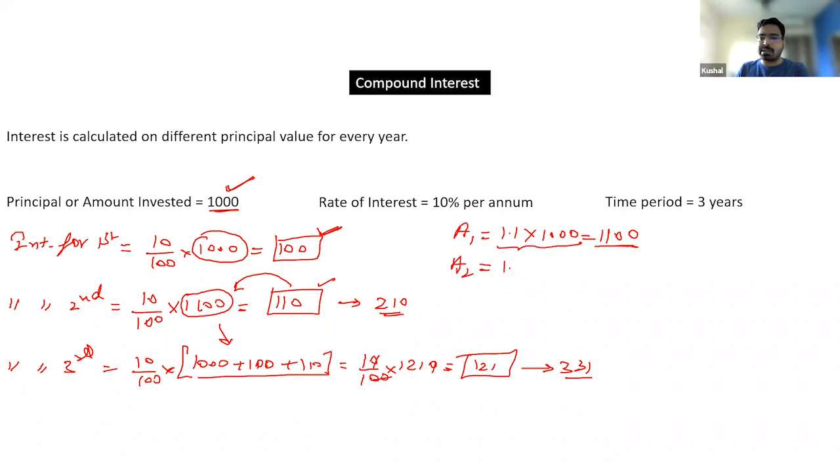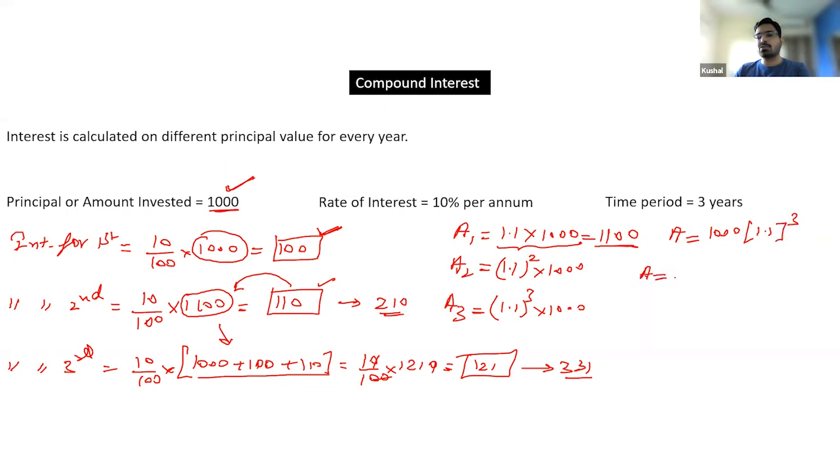So the value became 1.1 whole square of this into 1000, right? Then again for the third year, the amount increased by 10% of itself. So the third year, the amount that the person needs to pay back should be 1.1 whole cube into 1000. Now watch this very carefully. Amount is turning out to be 1000 into 1.1 whole cube.